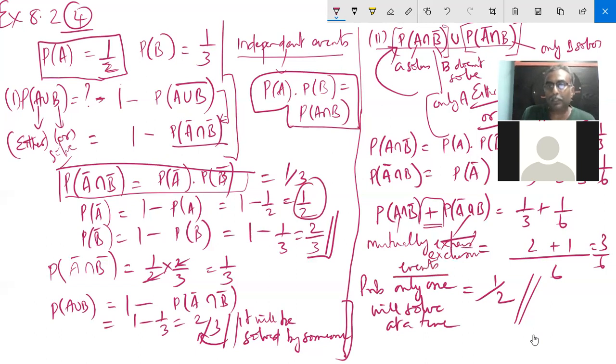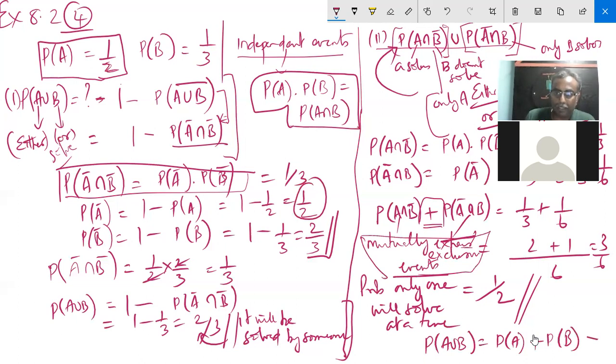If A only solves a problem, B has not solved it, correct? If B only solves a problem, then A has not solved it. So they are mutually exclusive events. In mutually exclusive events, P of A union B is equal to P of A plus P of B. You remember? This is from 9th standard.